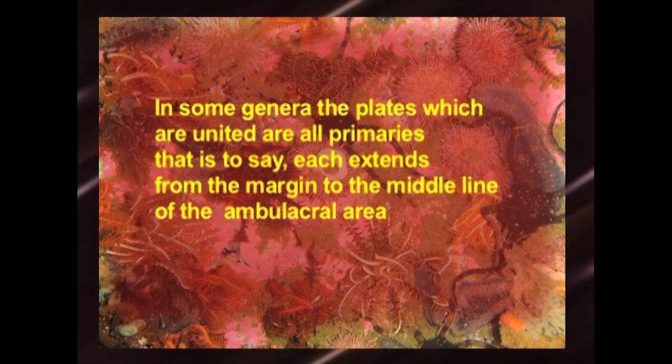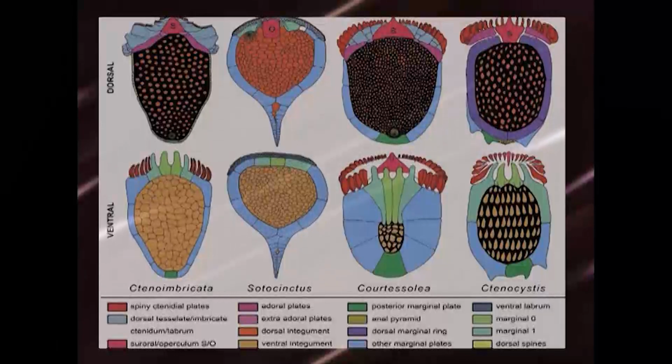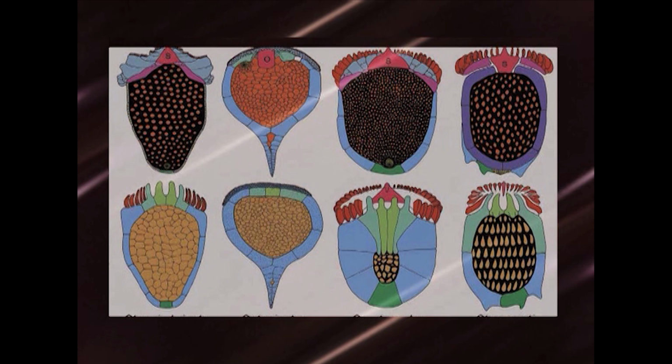In some genera, the plates which are united are all primaries, that is to say, each extends from the margin to the middle line of the ambulacral area. Frequently, some of the plates taper away and do not reach the middle line or inner edge of the compound plate. Such are called demiplates. Others, termed occluded plates, start from the inner margin of the compound plate but taper away before reaching the outer margins. Some, known as included plates, do not reach either the inner or outer margin.